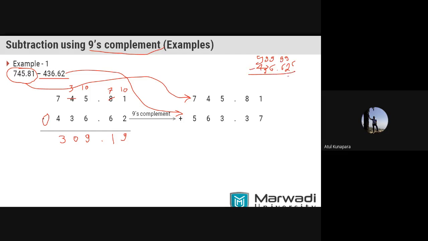9 minus 2, so it will be 7. 9 minus 6, so it will be 3. 9 minus 6, it is again 3. 9 minus 3, so it will be 6. And 9 minus 4, so it will be 5. So 563.37, that is your 9's complement form number that you have to take here.